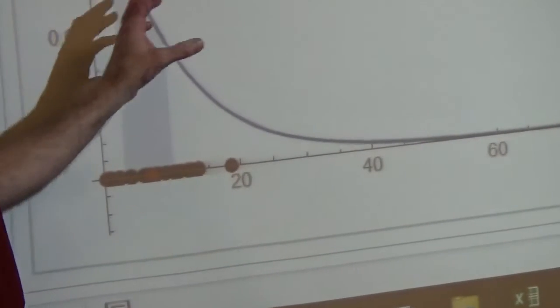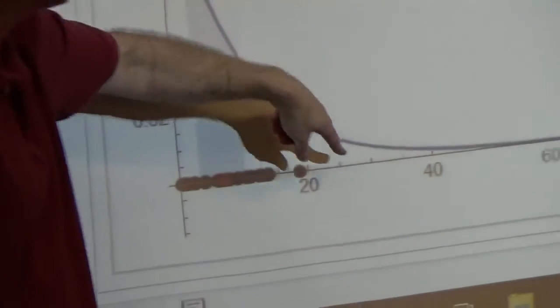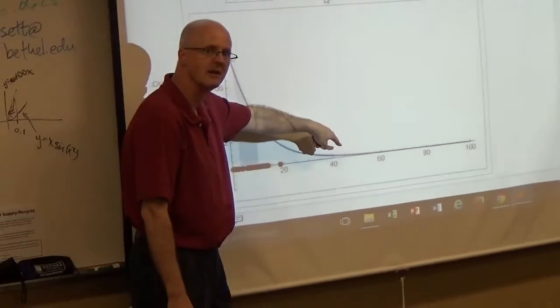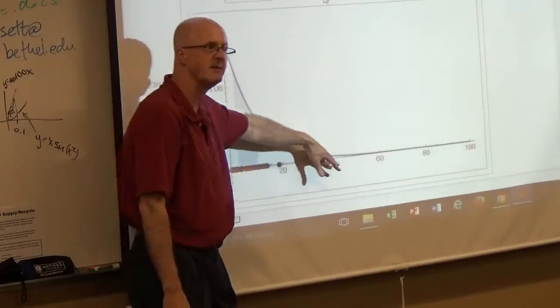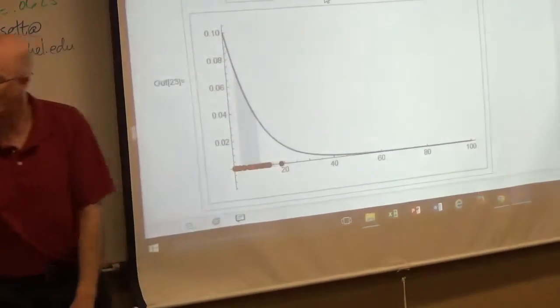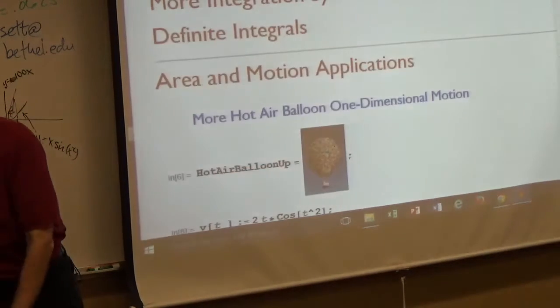Most of the area under this curve is in the lower values, like less than 20. Very little area is over here. So most of the cars take between 0 and 20 seconds. Very few take more than 20 seconds. Do they ever take more than 20 seconds? Yeah, and in fact, if you re-enter this, I get new data.